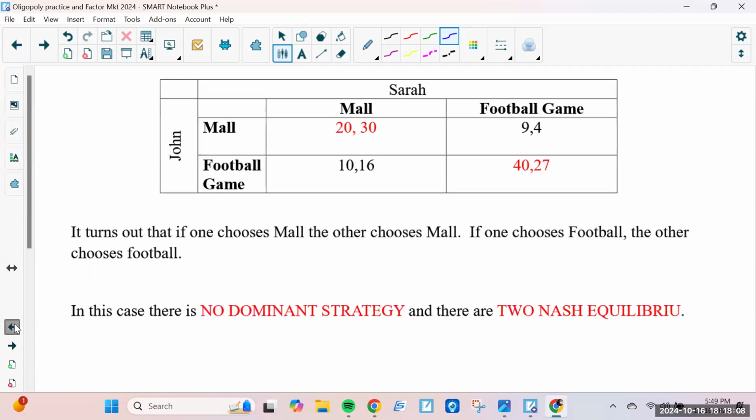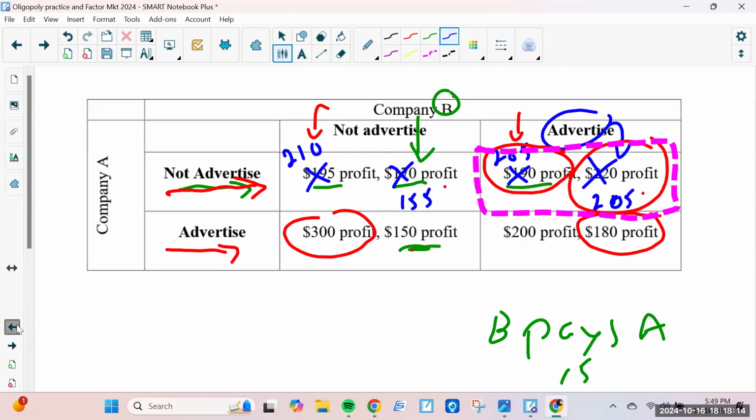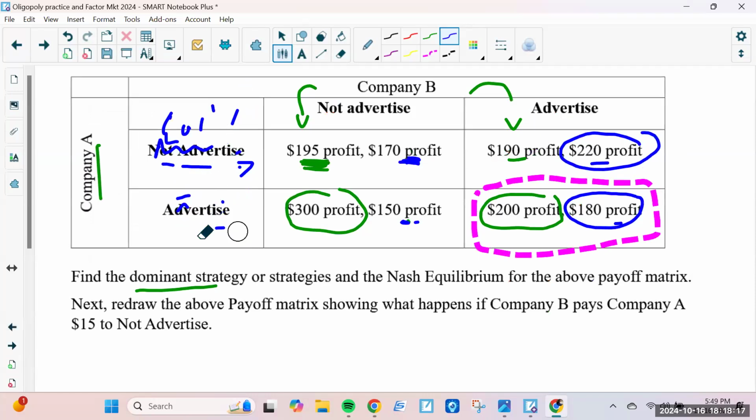And let me cover one last thing here. Anytime you're explaining something, like, for example, going back to this one right here, Nash equilibrium, let me erase this over here. Nash equilibrium is read as the strategy, not the payoff. So Nash equilibrium here is advertise. It is not 200 and 180. 200 and 180 are payoffs. Nash equilibrium is advertise and advertise. Dominant strategy is based on strategies also. So the dominant strategy for A is advertise, and the dominant strategy for B is advertise. So you got that.